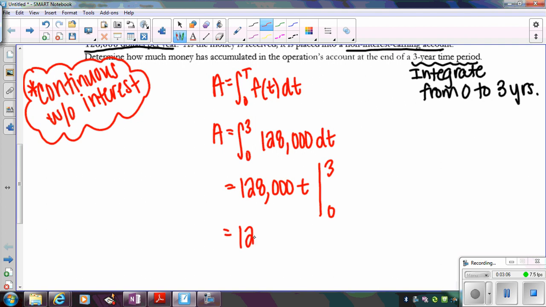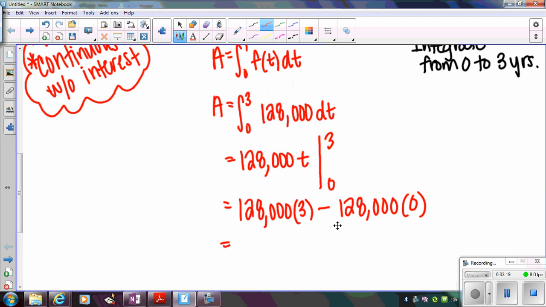So I have 128,000. 3 goes in first, minus the 0. And again, in this situation, that 0 is just going to go away on this side. So I end up with really just 128,000 times 3. So we're talking money, so $384,000 is what the account would have.